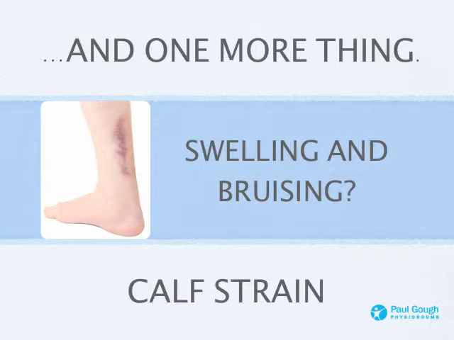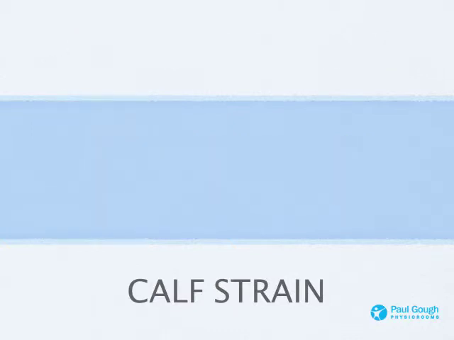Now, swelling and bruising can happen as a result of a tear to the calf muscle. Although the calf muscle in this instance is likely to have been damaged a little bit higher up, this bruising and this swelling drops, and we call it tracking. It tracks back down towards the foot, so don't be surprised if you have a little bit of swelling at the bottom of your foot, ankle sort of area as a result of this calf strain.